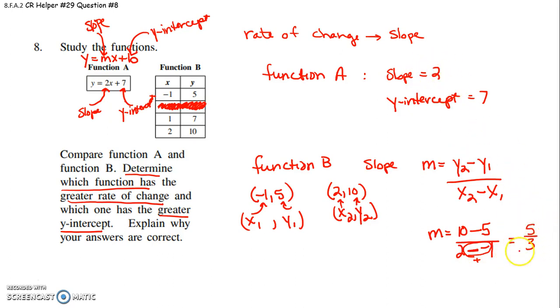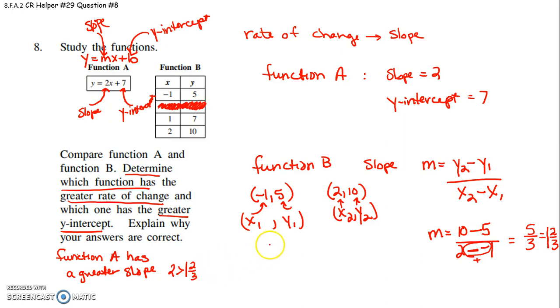I better rewrite this as a mixed number so that I can compare it. 3 goes into 5 once with 2 left over. So that's 1 2/3. Guess what? 1 2/3 is less than 2. So function A has a greater slope. And that's because the slope of function A is 2. 2 is bigger than 1 2/3.